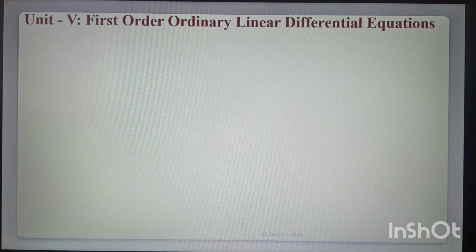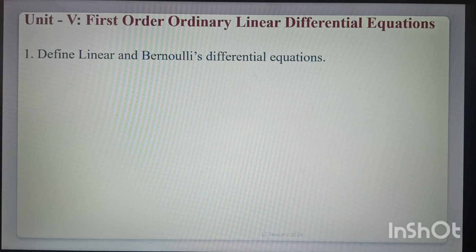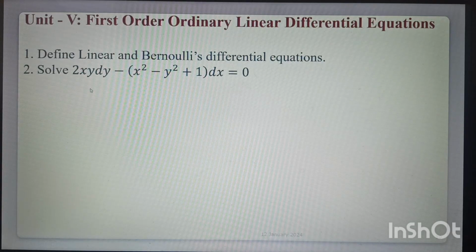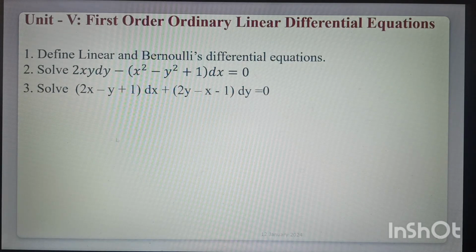Okay, see the next one, unit 5. Unit 5, first order ordinary linear differential equations. The first question is define linear and Bernoulli's differential equations. Solve 2xy into dy minus of x square minus y square plus 1 into dx is equal to 0. Solve 2x minus y plus 1 into dx plus 2y minus x minus 1 into dy is equal to 0.